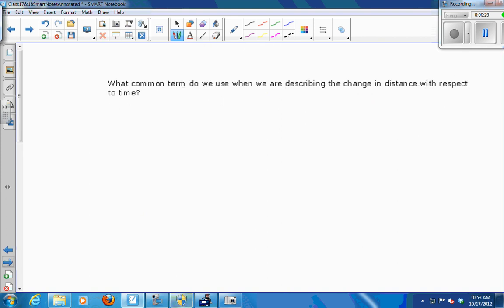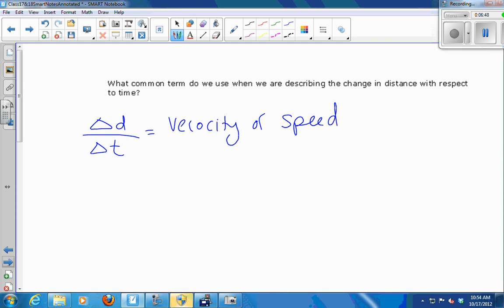So what common term do we use when we describe the change in distance with respect to time? Yeah, velocity or speed. When you take the number of miles you've driven and divide by how long it took you to do that, you get speed, rate, velocity.